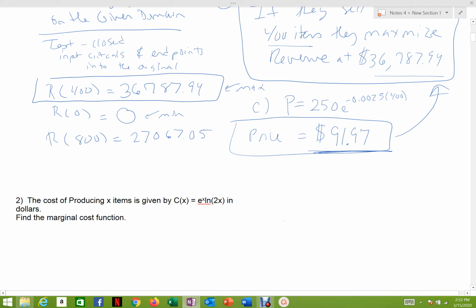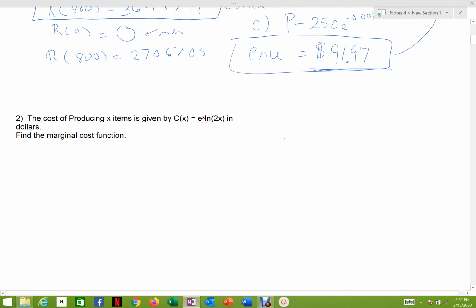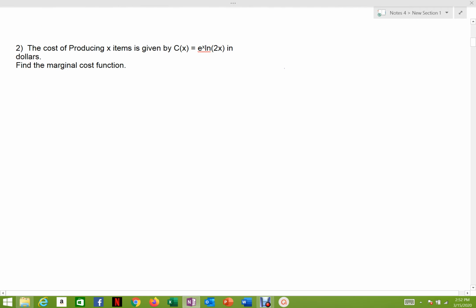All right, in this set of notes we're going to do one more. So I'm going to do problem number 2, which is, again, finding a marginal cost function. We have a cost of producing x items. There's my cost equation: e to the x times the natural log of 2x. I'm going to have to use a product rule, e to the x times the natural log. And when I'm looking at my natural log, I also have to use a chain rule because there's something other than x inside, so the chain rule will be involved.